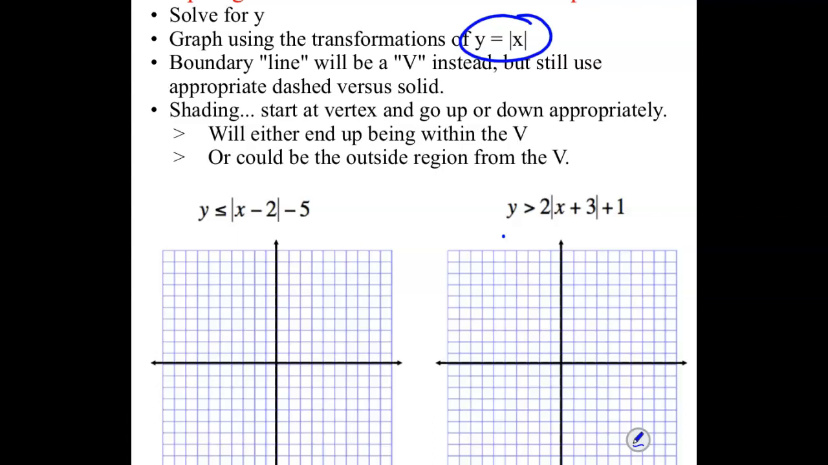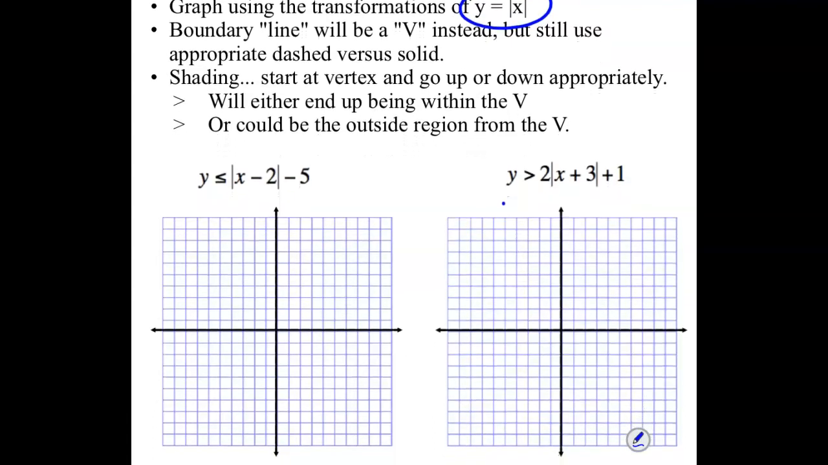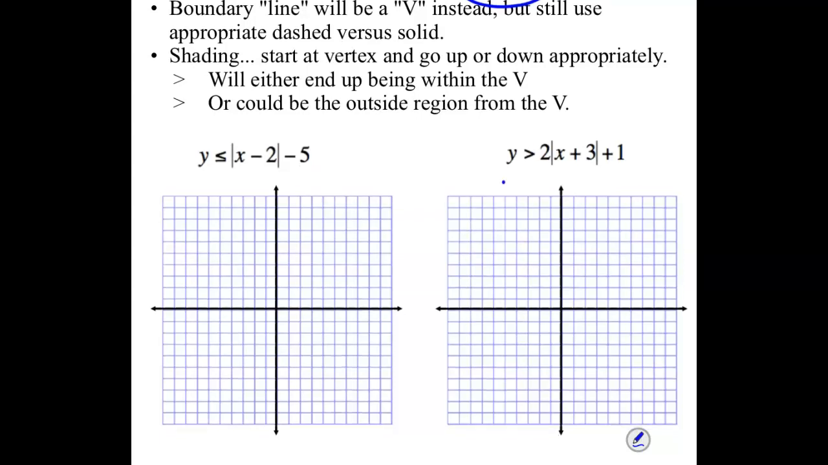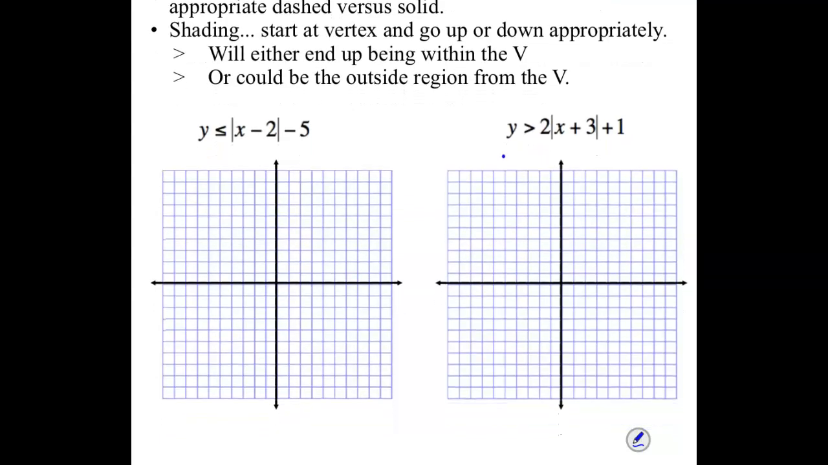One way for you to remember that is absolute value. Value starts with a V, and your shape is going to be a V. And then we have to remember to shade based on the less than or greater than symbol. If it is less than, we want to be underneath the V, and if it is greater than, we want to be above the V. So typically your graphs will either be shading inside or outside of that V shape.